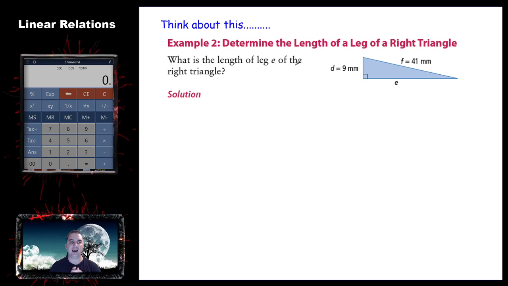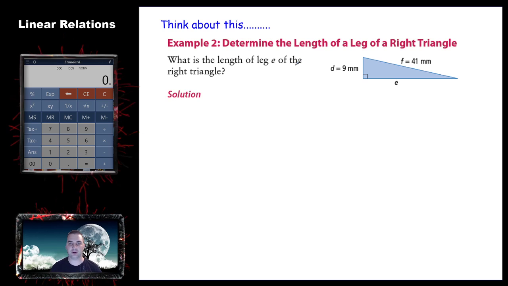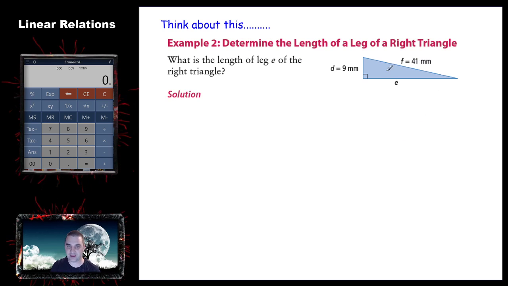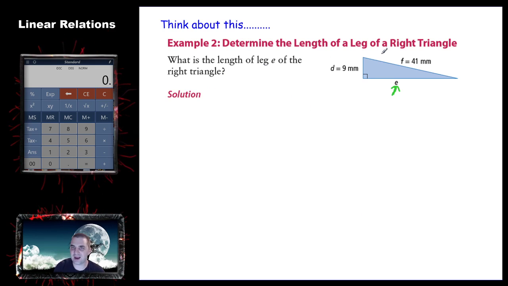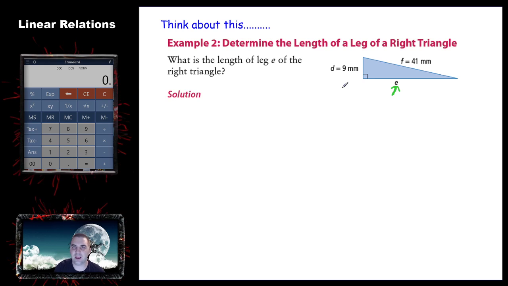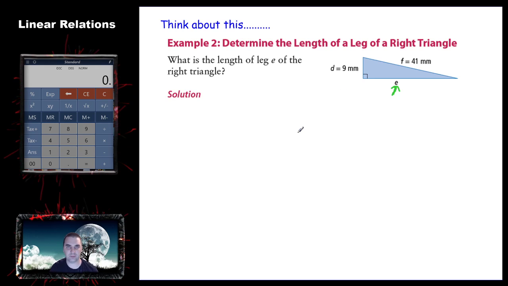Okay, think about this. We have now the task set before us to find legs. We're no longer looking for the big hypotenuse. We have that, but we're missing one of the legs. In this case, we're missing the leg E, and we want to figure that out. It's really the same kind of thing, except the manipulation that we do with the numbers is a little bit different. But it's not that bad. All right, let's try it out.